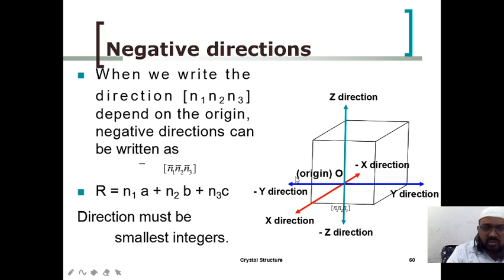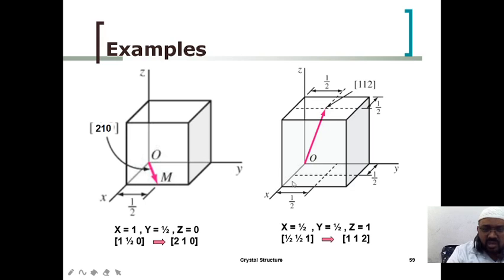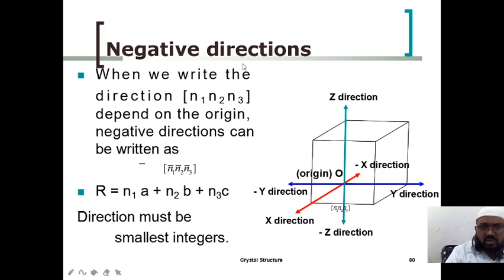So when I say integers, in integers you will have negative values also. For negative directions, when we write these directions n1, n2 and n3, depending upon the origin, the negative direction can be written as n1 bar, n2 bar, n3 bar. For example, if n1 is -1, I don't write the direction as -1 here. I will just write 1 bar, 2 bar, 3 bar: -2 as 2 bar, -3 as 3 bar. So instead of that, generally we write n1 bar, n2 bar and n3 bar.